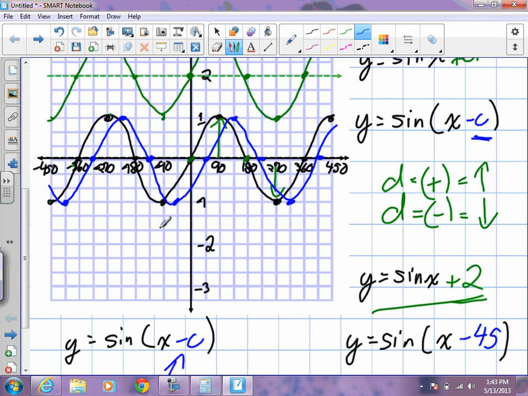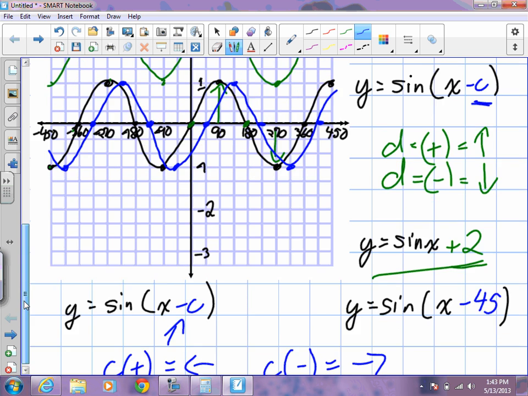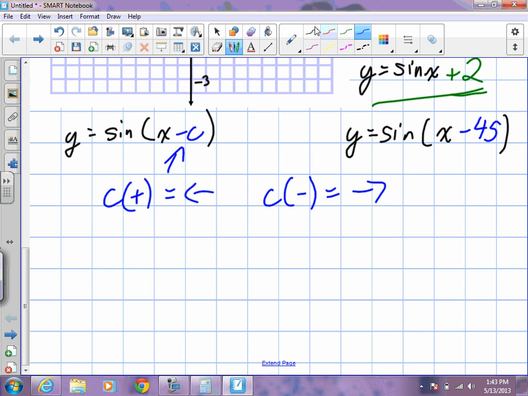And finally, let's go about doing one last one. Let's say we put both together. So y equals sine, we're going to say x plus 135, minus 1. Okay? So, in words, what's happening to this graph?